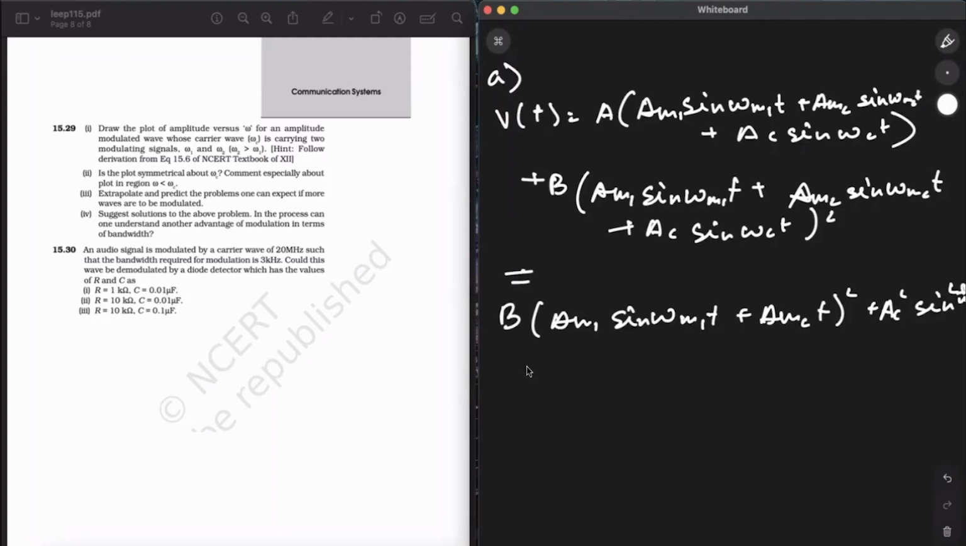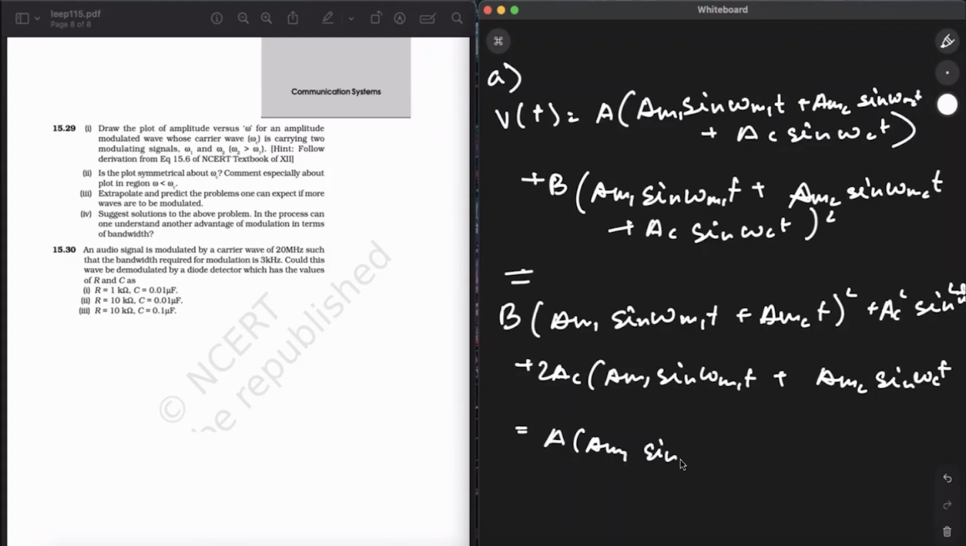Sine square omega ct plus 2 AC Am1 sine omega m1 t plus Am2 sine omega ct. Alright, and moving onwards, B के लिए हो गया. Then Am1 sine omega m1 t plus Am2 sine omega m2 t plus AC sine omega ct, फिर से sine omega ct. और B के लिए तो चेंजेस आ रहे हैं.